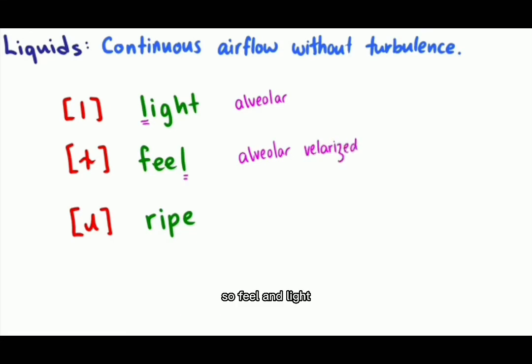So feel and light. Depending on the position in the word, you will either have the L as in light or the L as in feel. The L in light is typically called the light L, and the L in feel is called the dark L. So at the end of the word we get the dark L, and at the beginning and in the middle of the word we get the light L.